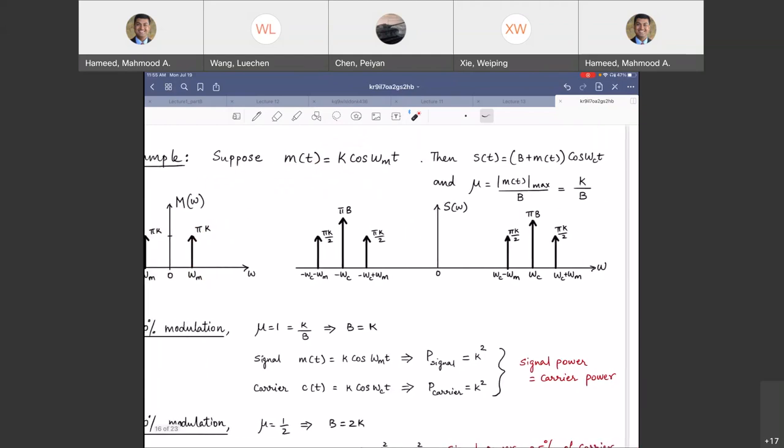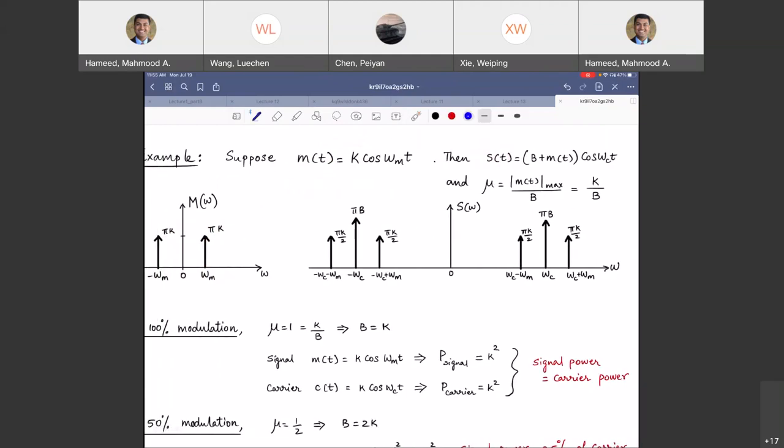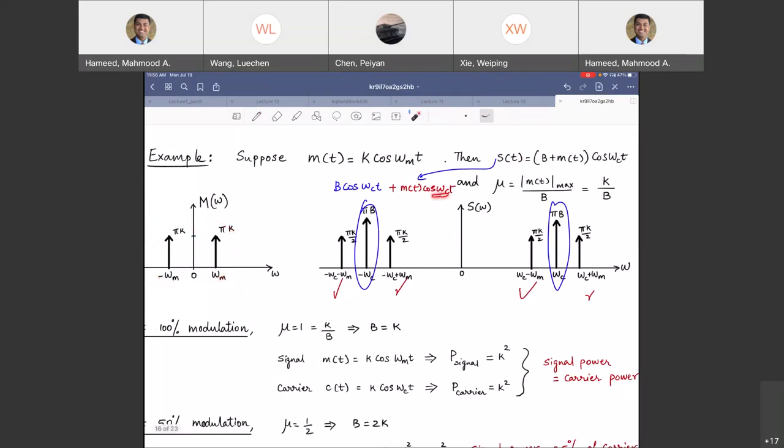Next, for S of t, what do you have? S of t you can write as B cosine omega_c t plus M of t cosine omega_c t, right? B cosine omega_c t is giving you this and this. And the next one, M of t cosine omega_c t, is giving you that, that, that, and that. Why? Because M of t has two impulses. When you multiply it by the two impulses of the cosine, going up and going down, you get four of them. You guys see that? All right, so that is what you're transmitting.